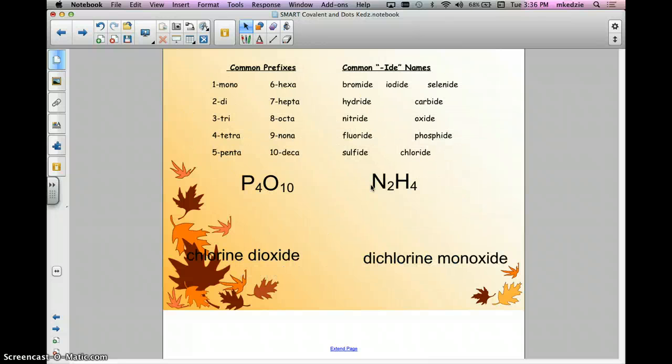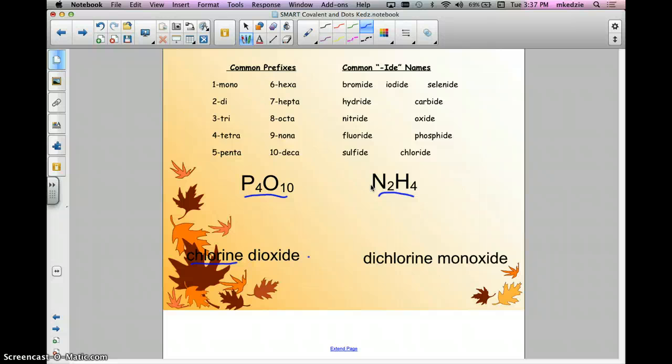Okay, so I'll pause it here, and you can try and name these compounds. The 2 compounds up here, name those, and then look at the 2 that are named. This says chlorine dioxide, if you can't read that, and then dichlorine monoxide. Pause it here and fill those out. All right, so here are your answers.